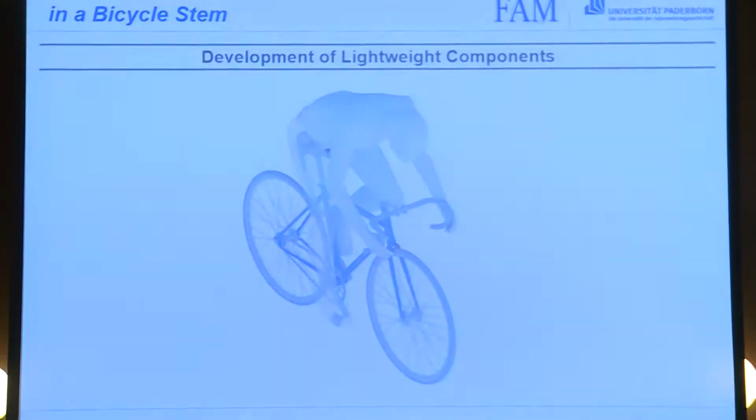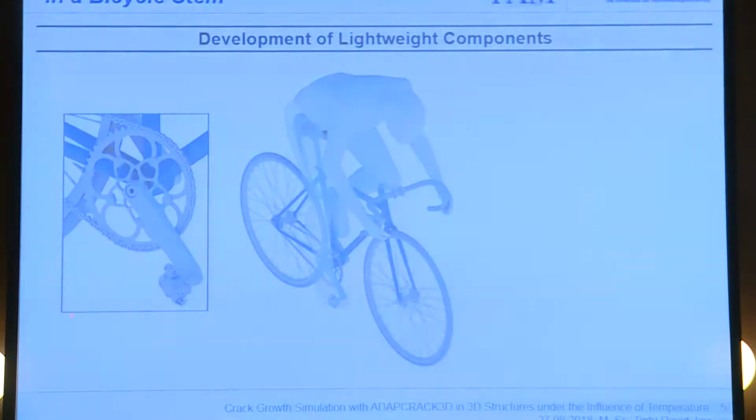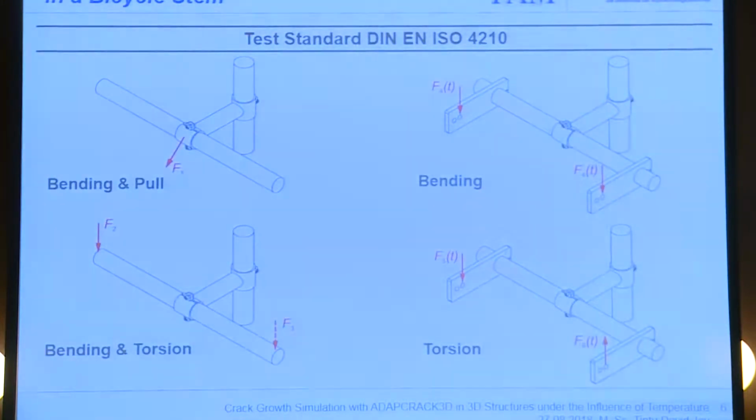So let's have a look at the simulations which we have performed on a bicycle stem. One of my colleagues, Jan Peter Bogerman, works on developing lightweight and strength optimized structures using additive manufacturing. And he also developed and optimized various parts of a bicycle, like the crankset, the crankshaft, and the bicycle stem. The model which we see here, for example, is the final optimized model after several procedures, and I have selected this to be simulated in ADAPCRACK3D.